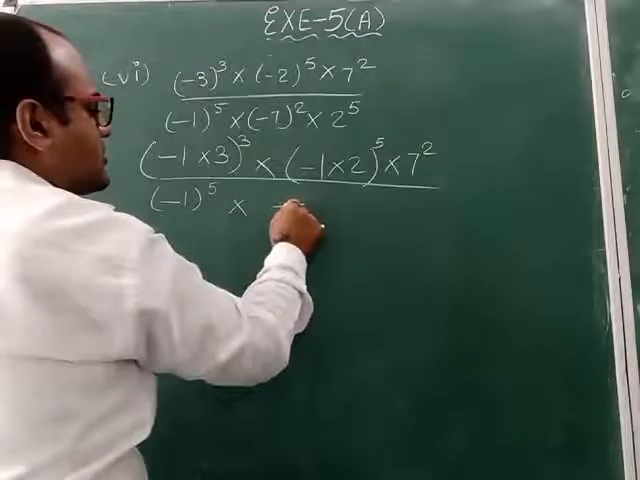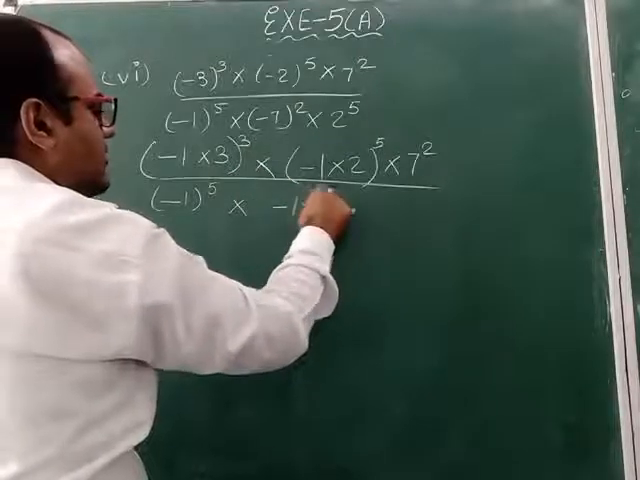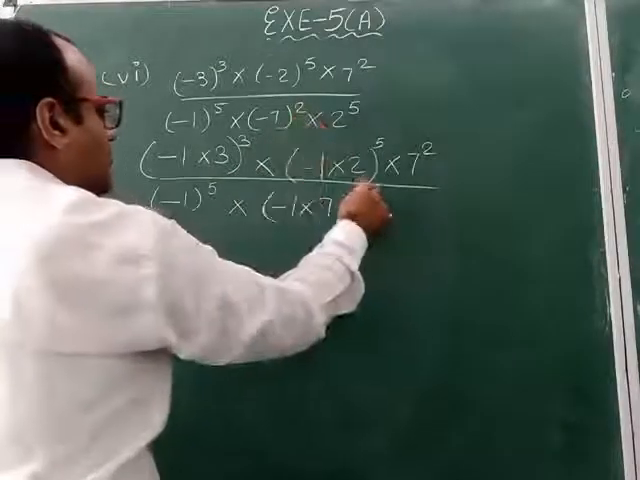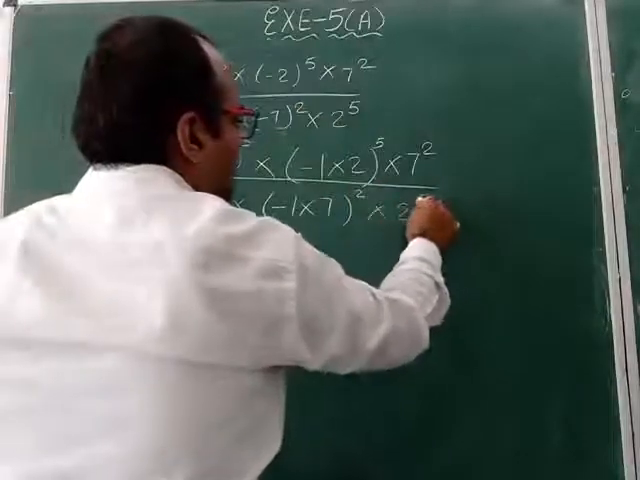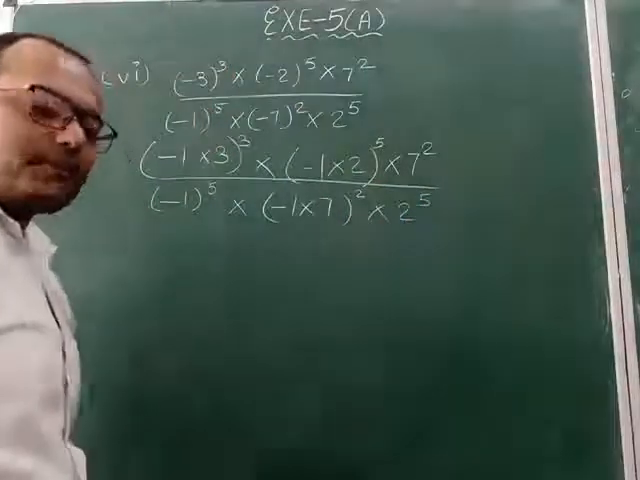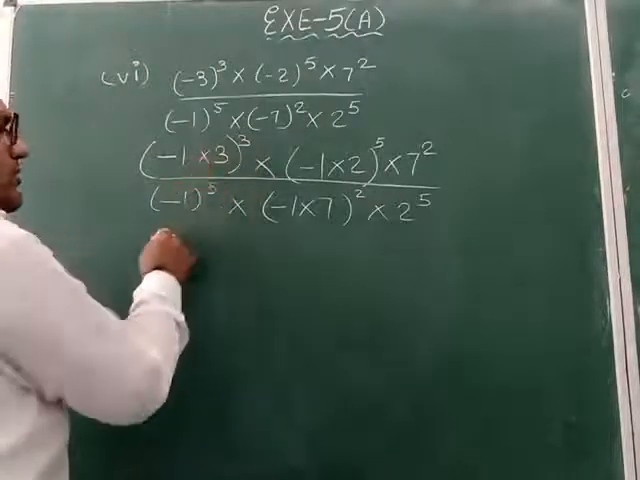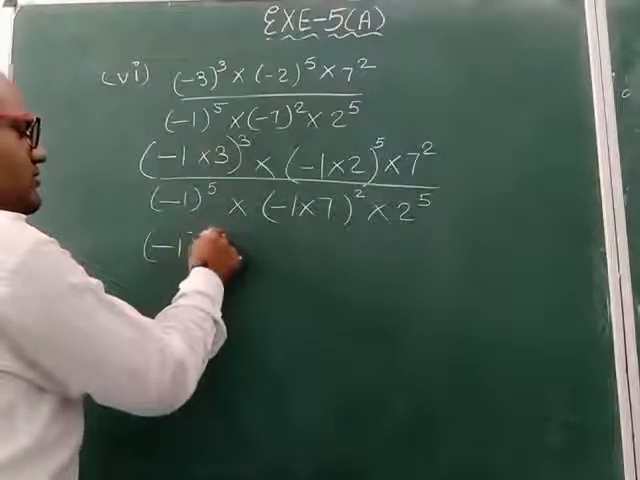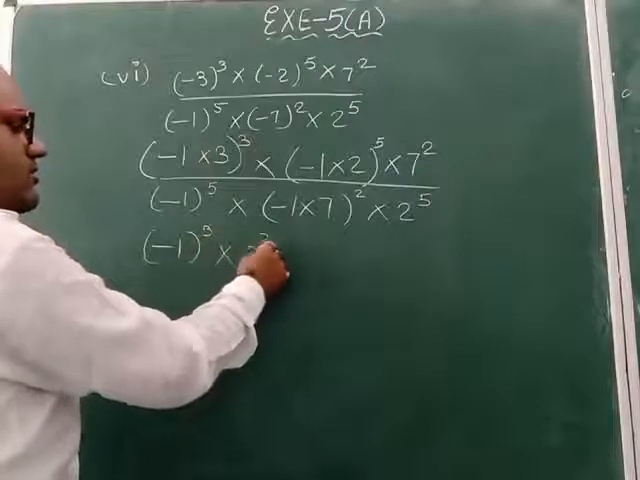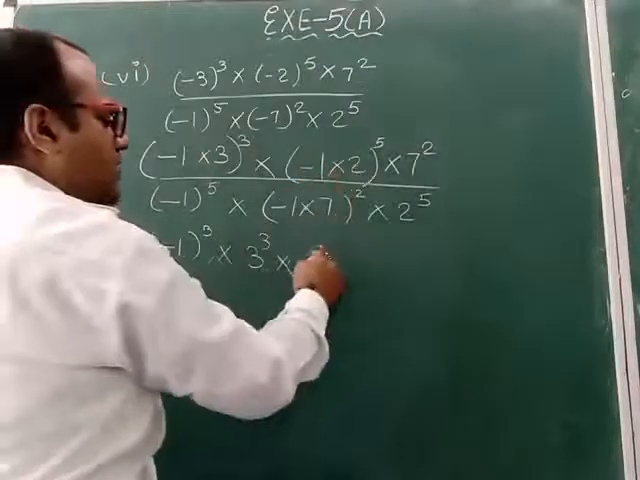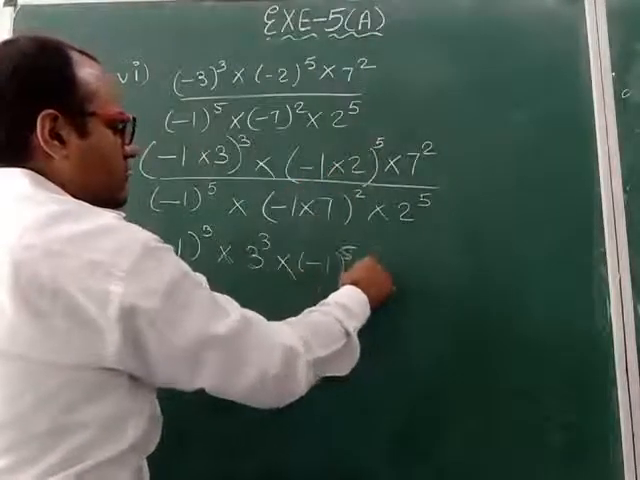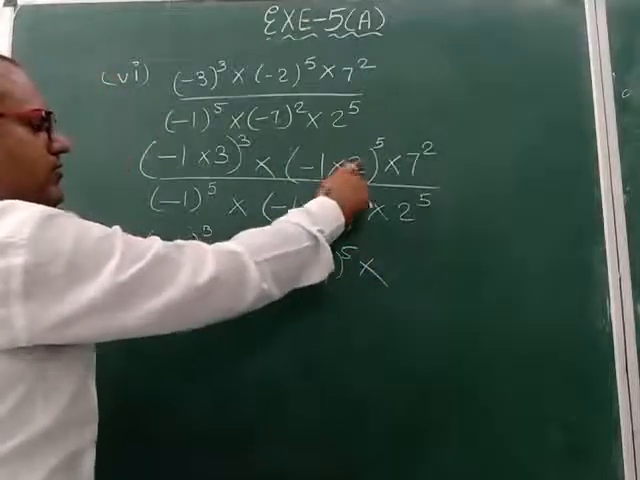Minus 7 we can change and write as minus 1 multiply 7, whole power 2, 2 power 5. Next step: this whole power we will take on both the numbers. Minus 1 power 3 multiply 3 power 3, minus 1 power 5 multiply 2 power 5.